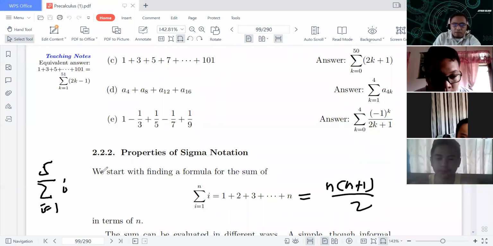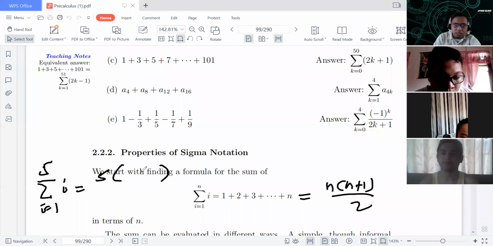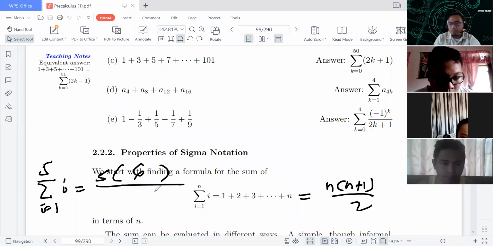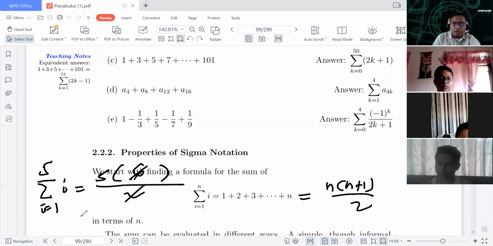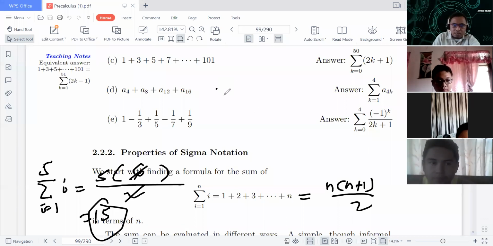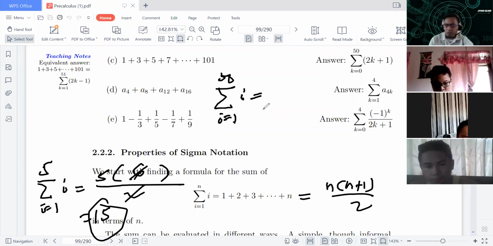So, it will be 5 times n plus 1, which is 6, divided by 2. Right? So, it will be just equal to 3 times 5. That will be 15. Okay? I want you to try this one. What is the summation of i, where i ranges from 1 until 50? Anyone who can help me with this? Or I will be asking you randomly.